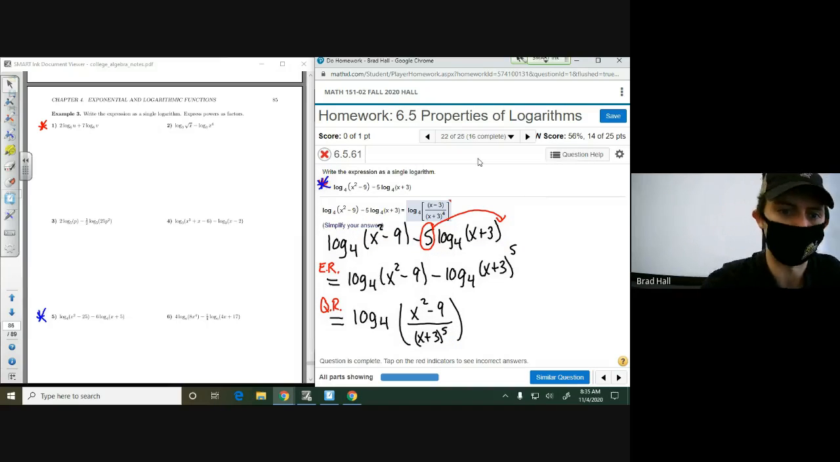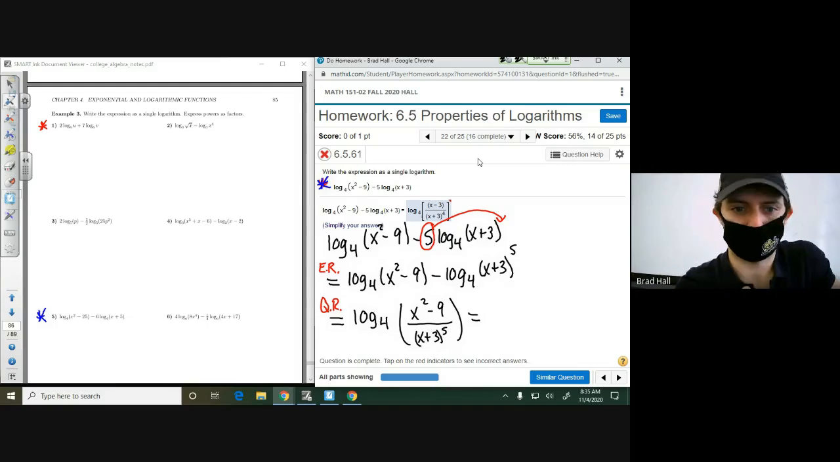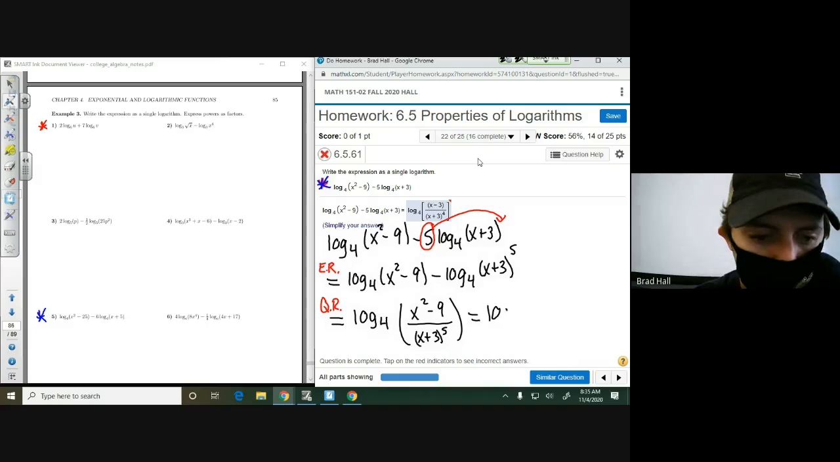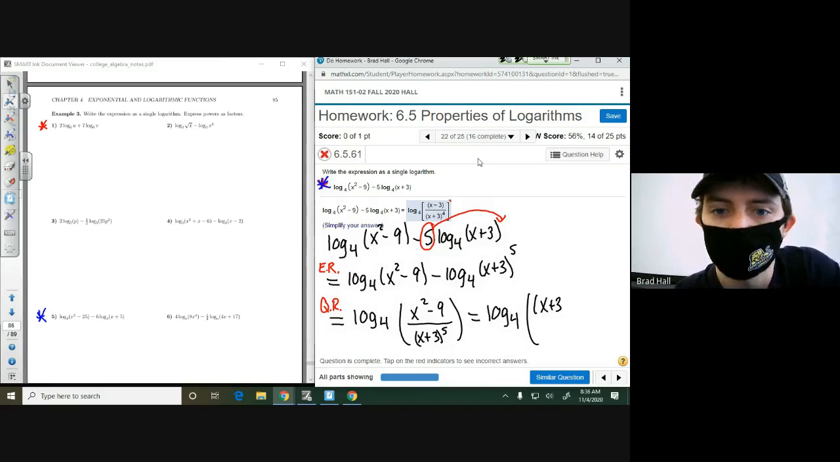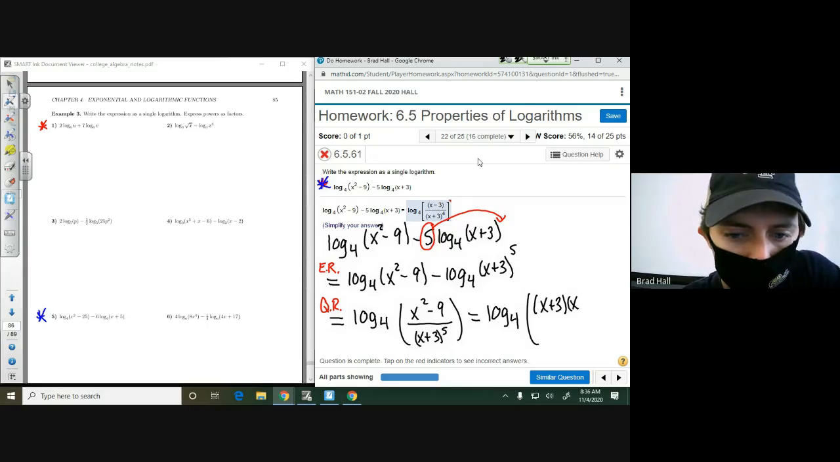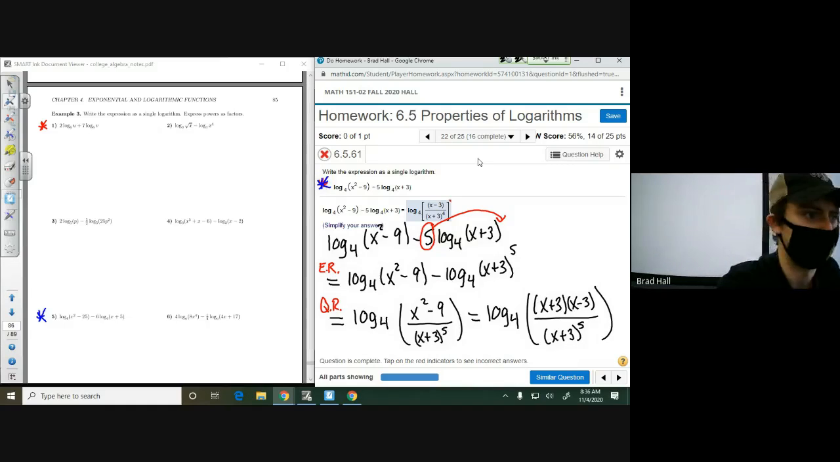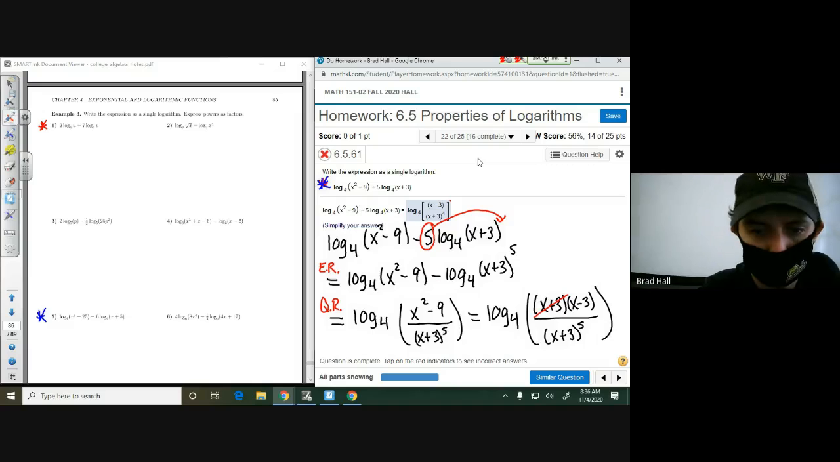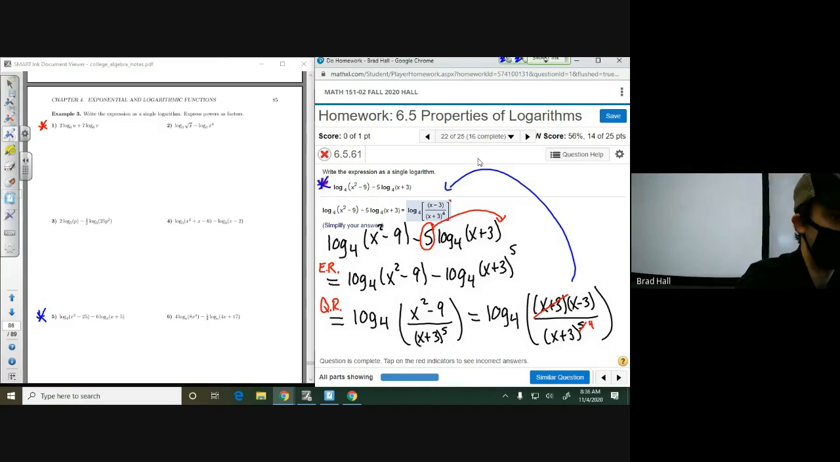The reason why it's this is because the numerator can actually be factored as a difference of two squares. So x squared minus 9 is x plus 3, x minus 3, all of this over x plus 3 to the fifth power. And then there's the cancellation here. The x plus 3 will cancel with one of these x plus 3s, leaving just 4 x plus 3s, which is why the answer ends up being as it's stated there.